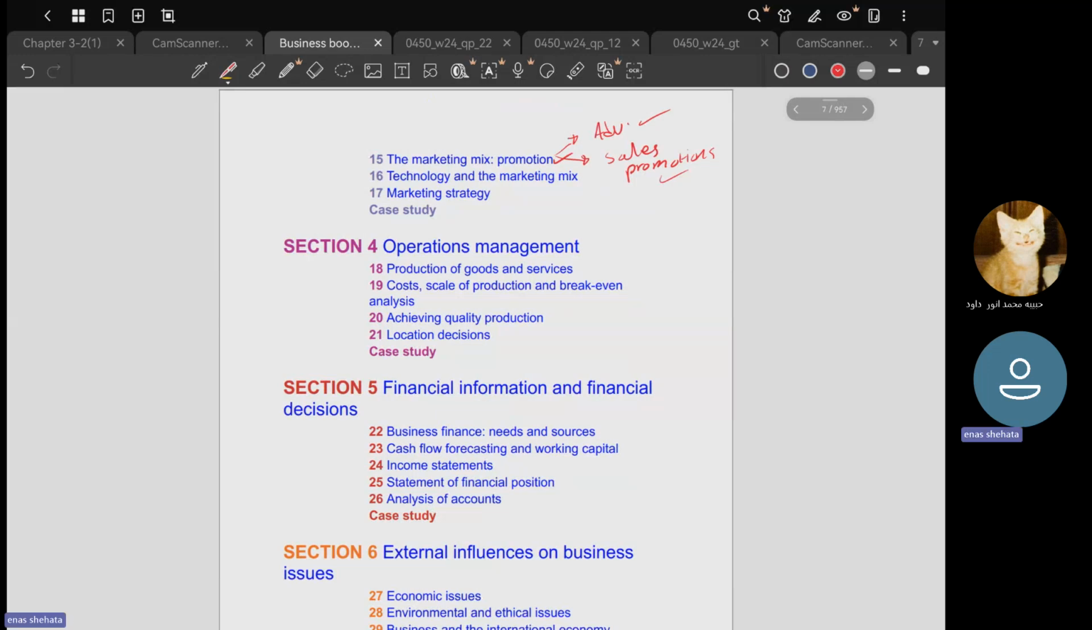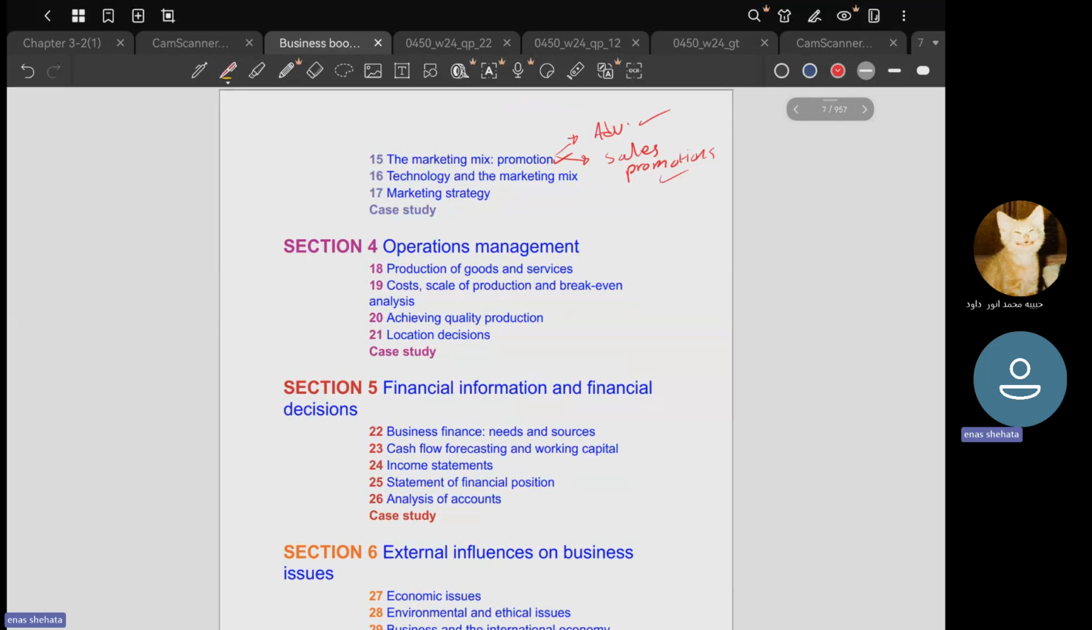Section 4 talks about operations management. How to produce the product. You are the manager, the producer of the product, so you want to know the ways of production of goods and services. We have many ways of production of goods and services. We have the Japanese way. It has many styles in producing the product.